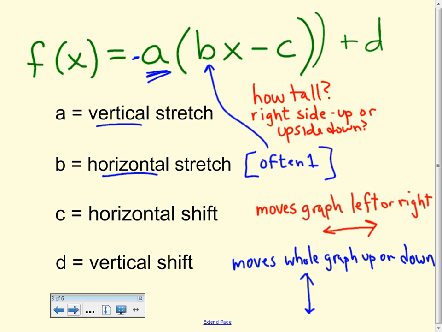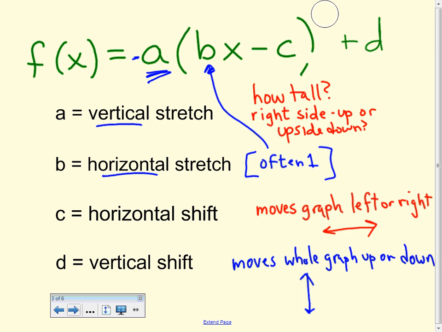And if you think of those like almost silly putty, stretching in the up and down direction, stretching in the outward direction, they kind of battle one another. So often at times that's just 1 to keep things simple. The horizontal shift, that's a big one. That moves things left and right. And last number there, D, it's often towards the end. It's the vertical shift, and that moves the whole graph up or down.